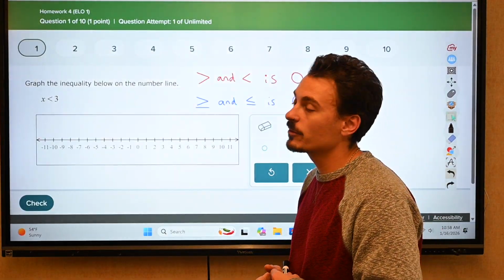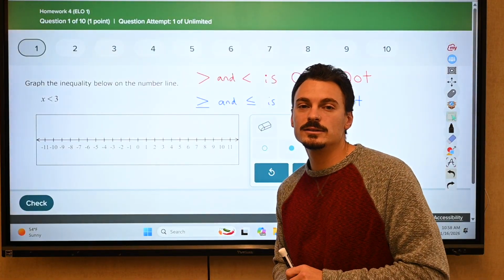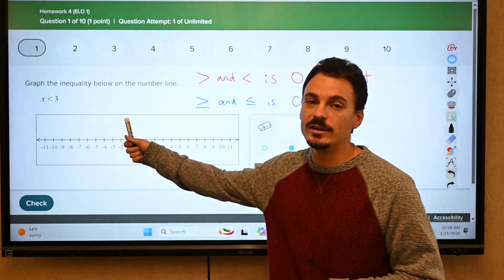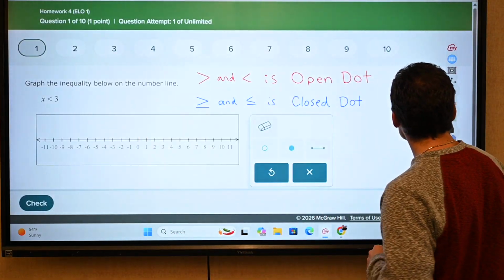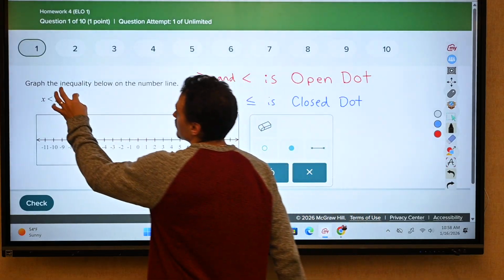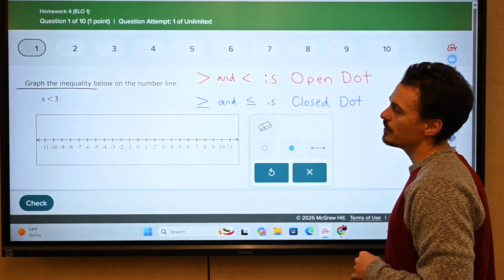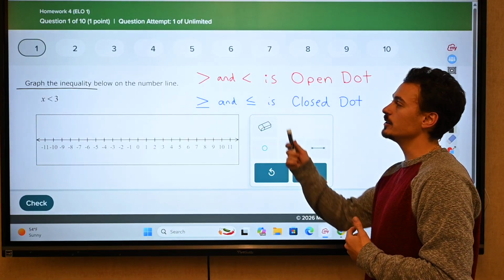Homework number 4 is about solving inequalities, but first we need to talk about how to graph an inequality. On this homework, number 1 is asking you to graph the inequality on the number line. If you don't have this in your notes yet, you should put this in your notes right here.